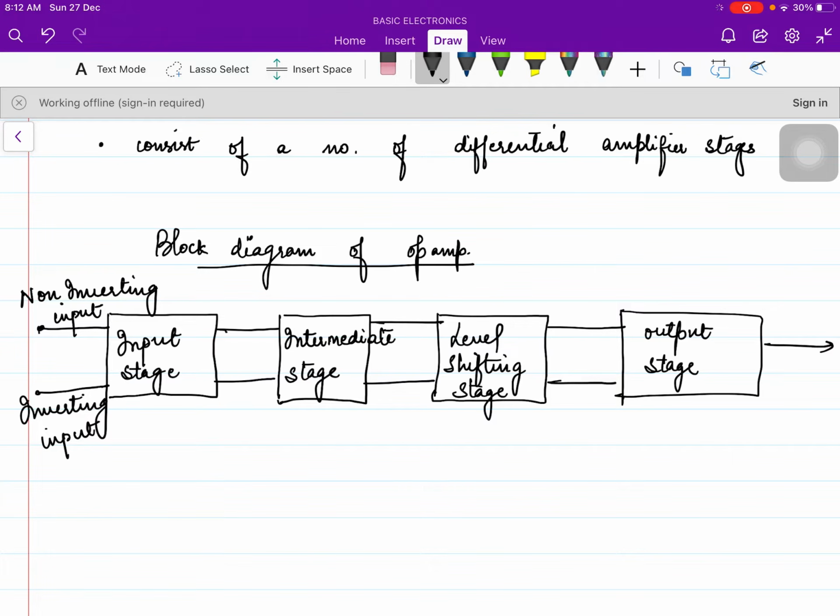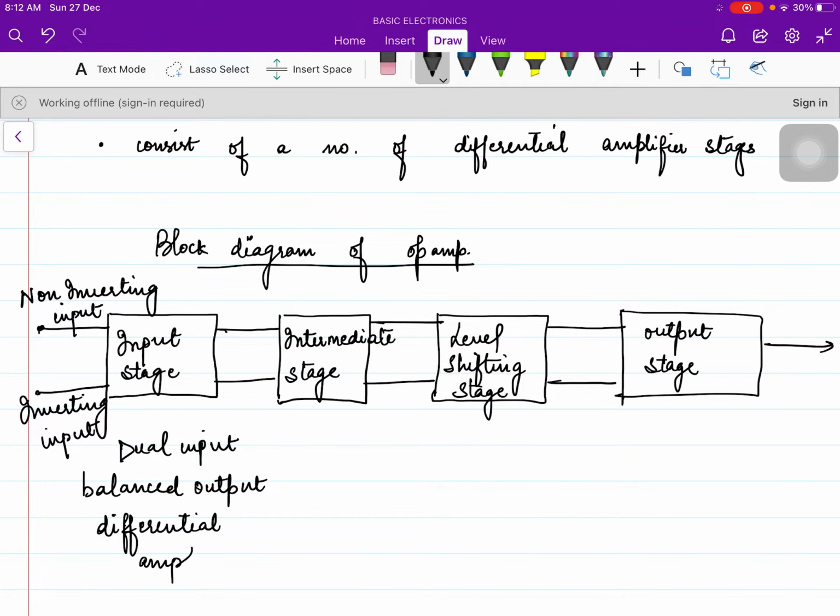Now the input stage that is put over here is represented by a dual input balanced output differential amplifier. The circuits of these differential amplifiers we will see in further videos. Dual input balanced output differential amplifier. I'll make a separate video for the circuit diagrams of all these types of differential amplifiers, and the video link will also be shared with you.